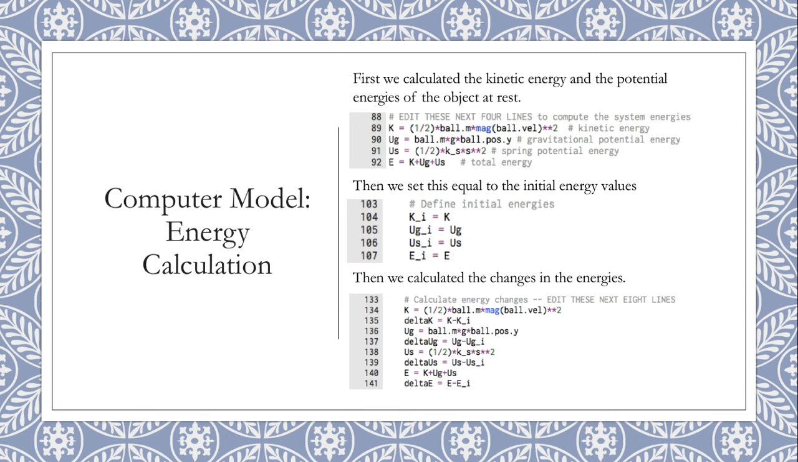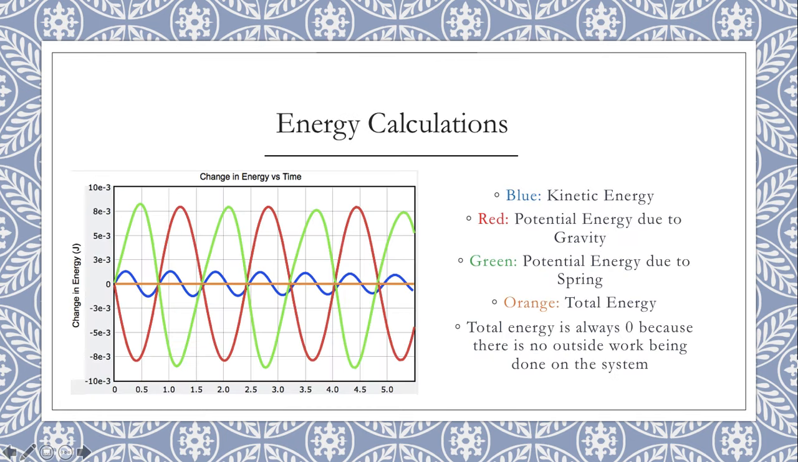Here is the code that I wrote in order to address these equations. First, we started by calculating the kinetic and potential energies by translating those equations that I just listed into the ones written in lines 89 through 92. Then we set this equal to the initial energy values. Then we calculated the changes in energy by subtracting the final energies from the initial energies. This gives us the following graph.